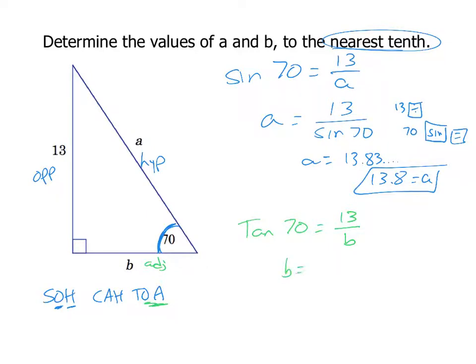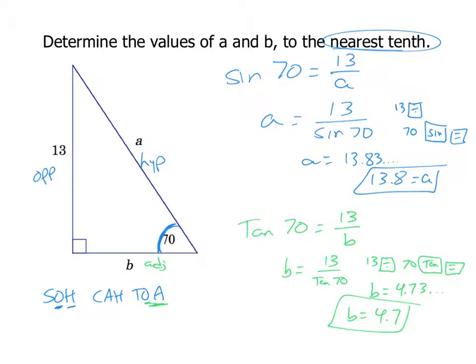So we go B equals slip, slide, divide because the variable's in the bottom. We get 13 over tan 70. So when you go to your phone, 13 divided by 70, press the tan button, press equals. You should get that B equals about 4.73 and a bunch of decimals. So let's say that B is 4.7 rounded to the nearest tenth. Cool stuff. Let's keep rocking.